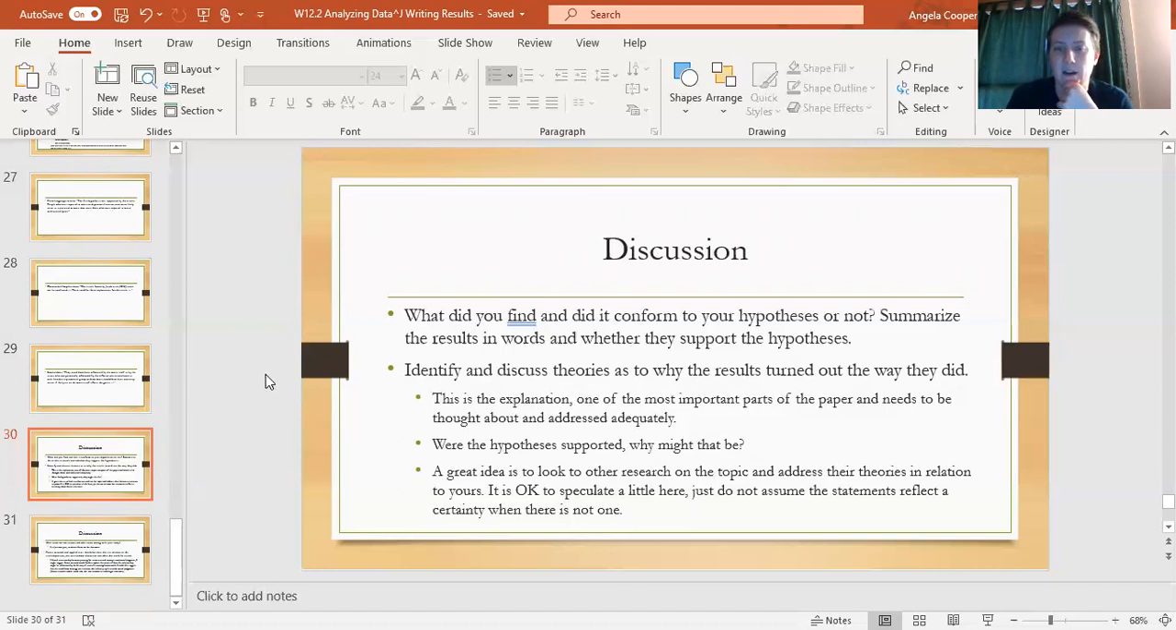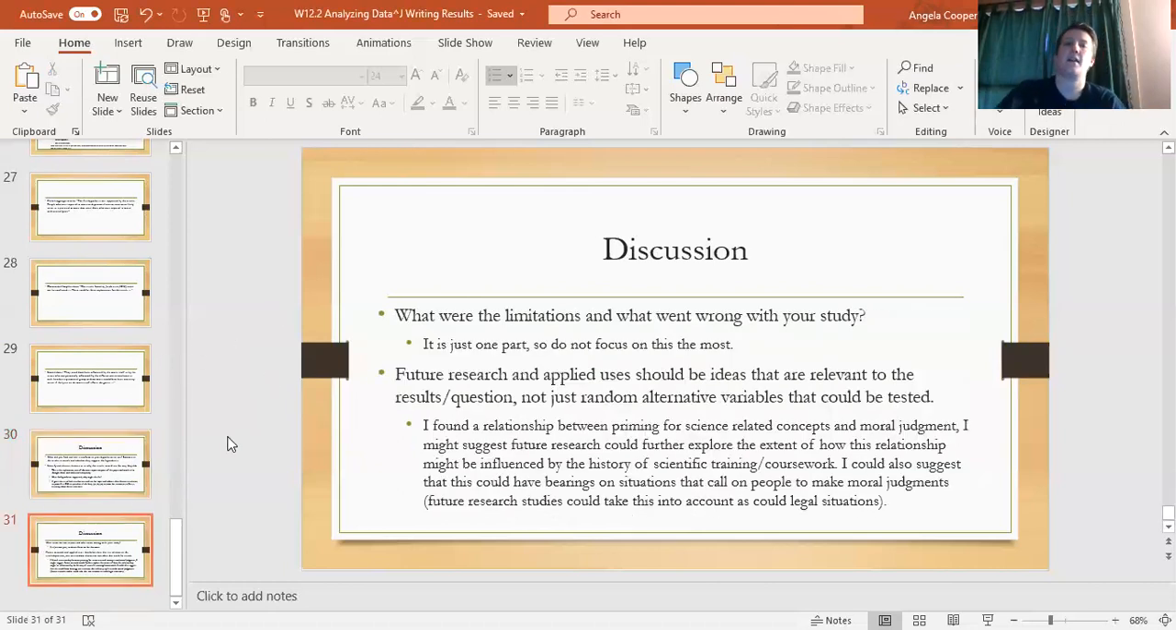So you can speculate here, but don't make it seem like you know for sure. Don't assume that the statements you have are certainty. Don't assume that the differences that you find between Jacob et al. 2010 and your study are certain. But it's okay if you do a little hypothesizing there.